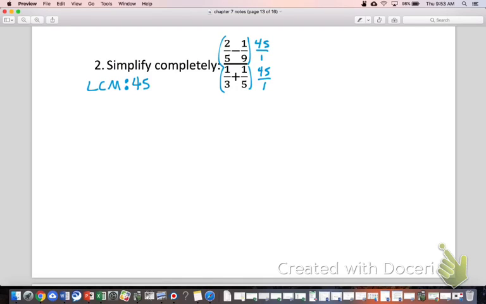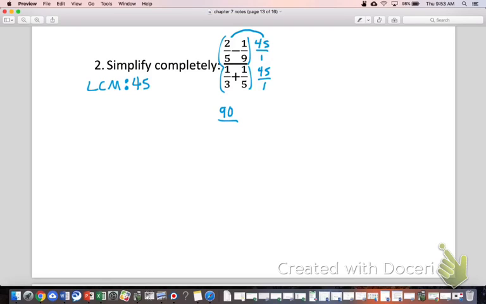So check this out. What property needs to be used to properly multiply this? Distributive, yeah. So I'm going to multiply 45 over 1 times 2 over 5. Let's think this over. What's 45 times 2?